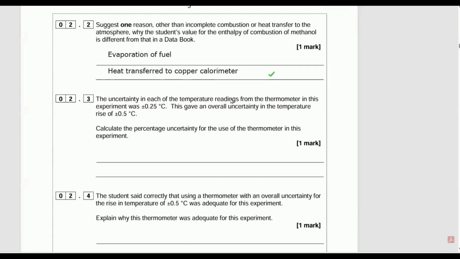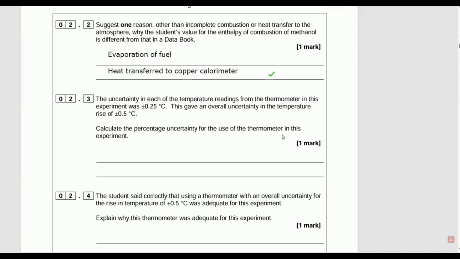2.3. The uncertainty of each of the temperature readings from the thermometer in this experiment is plus or minus 0.25. This gave an overall uncertainty in the temperature of plus or minus 0.5. Sometimes they'll get you to work that out yourself. Because we took 2 readings to get a change in temperature, we must have had an initial temperature and a final temperature, so we have double the error because you get 0.25 when you read the initial temperature, 0.25 when you read the final temperature. So our change in temperature has a total error or uncertainty of 0.5.